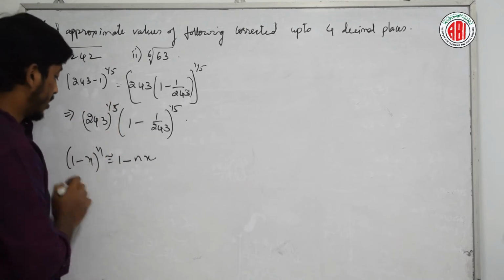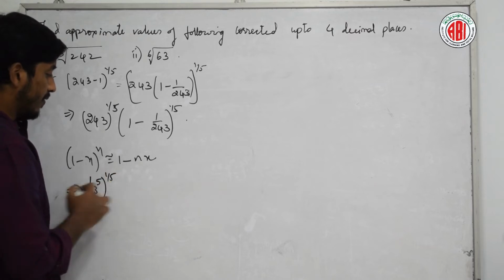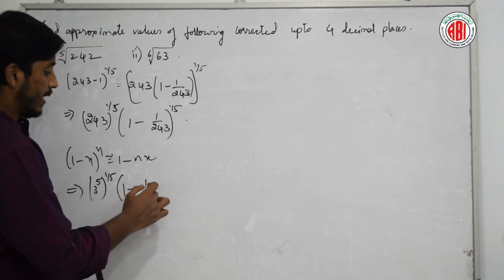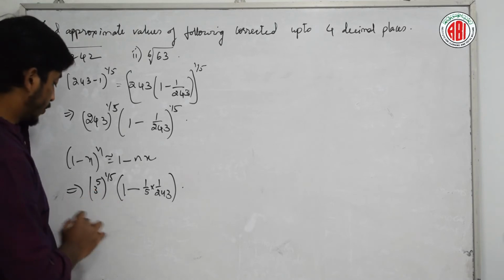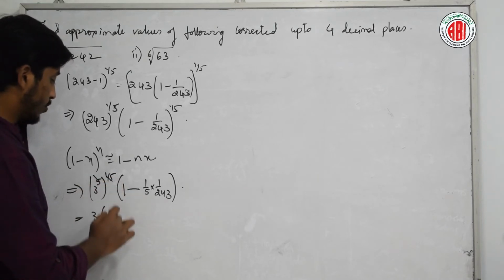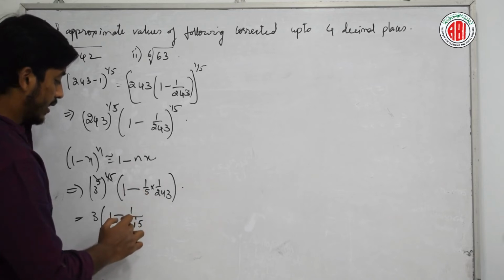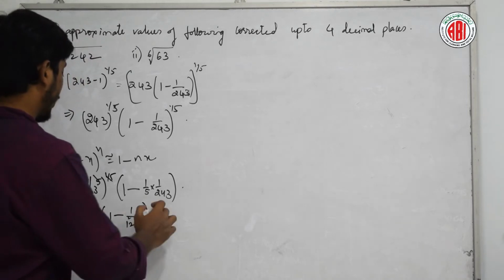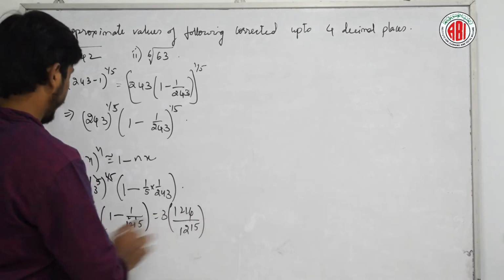So let us substitute it here. What is 243 power 1 by 5? It is 3 power 5 power 1 by 5 into 1 minus n into x. So this will get cancelled. 3 into 1 minus 1 by 5 into 243. What is 5 times 243? 5 threes are 15, 4 fives are 20, 5 twos are 10, 1215. Is it okay? So if I take LCM, what do I get? 3 into 1214 by 1215.